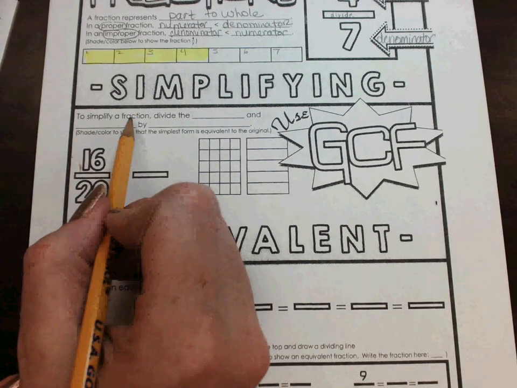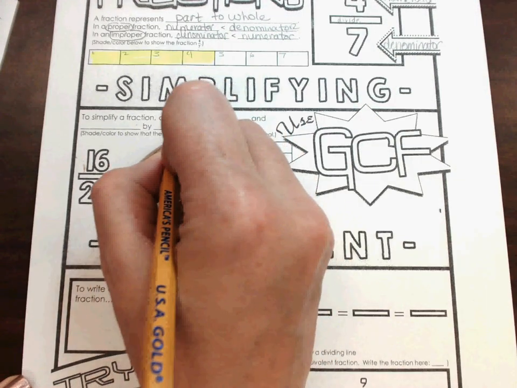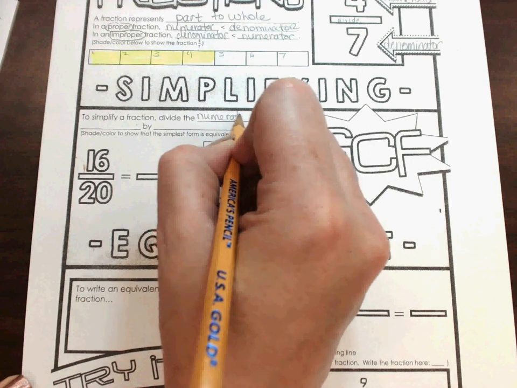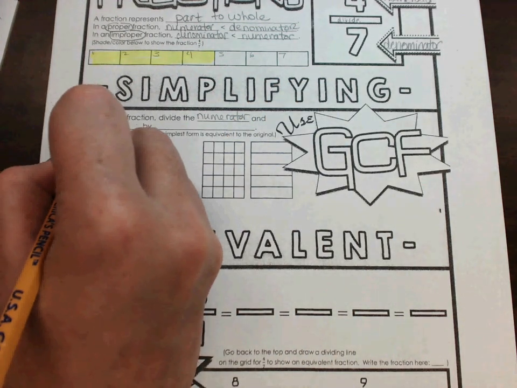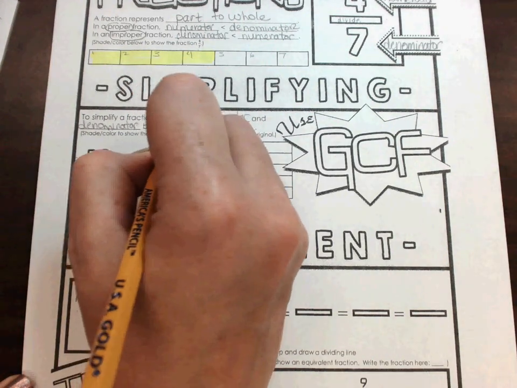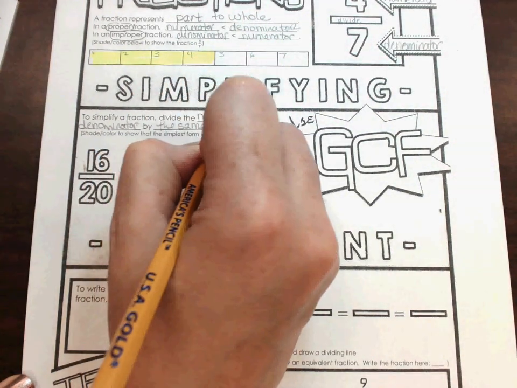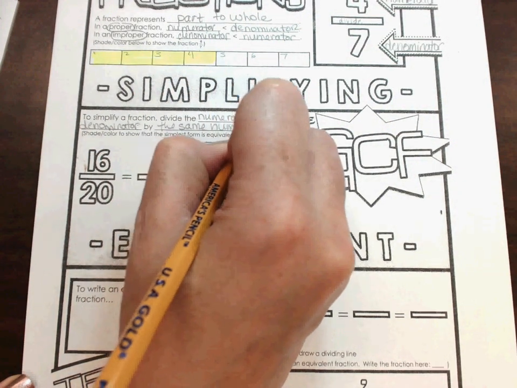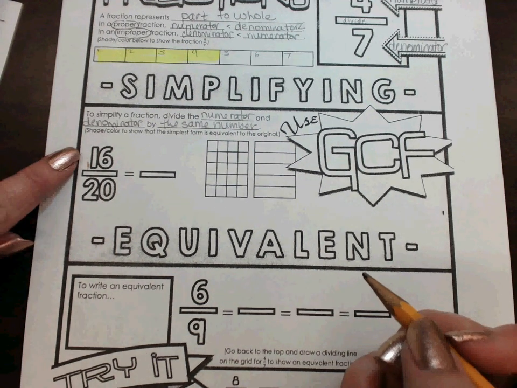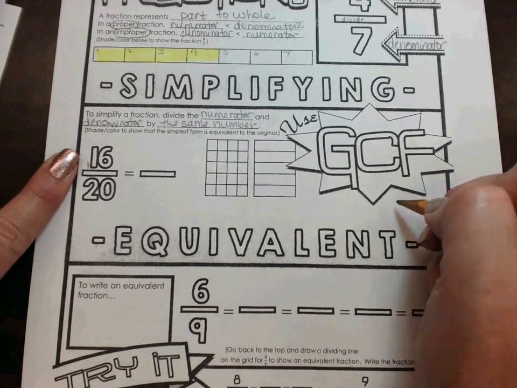In order to simplify a fraction, we are always going to be dividing both the numerator and the denominator by the same number. And you learned in 5th and 6th grade about finding the greatest common factor. And an example of that would be in the fraction 16/20.